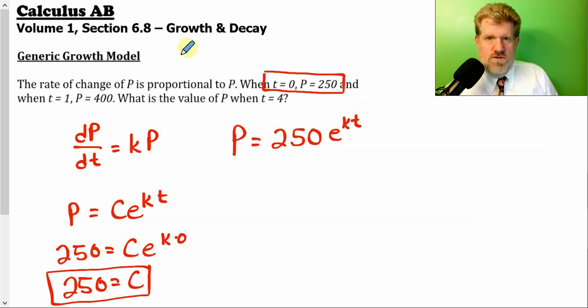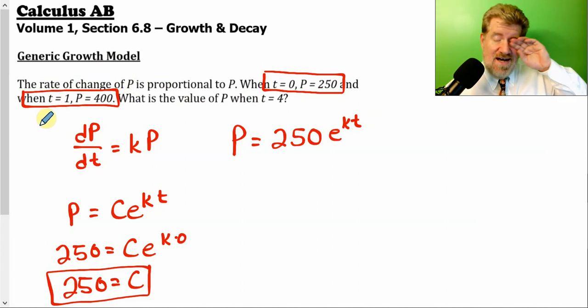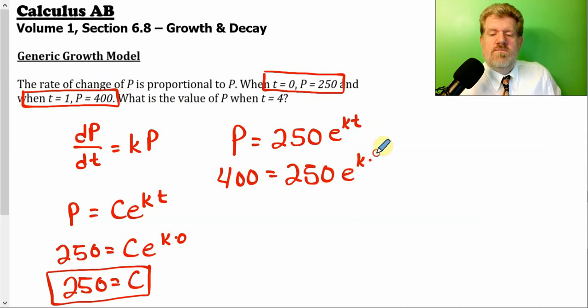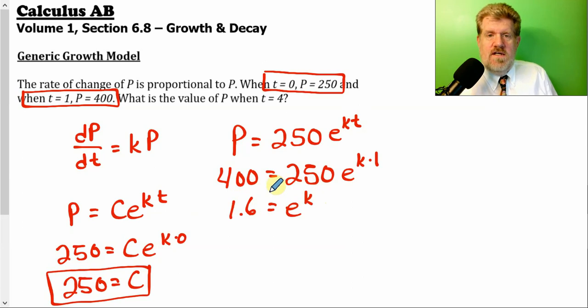Now, since we're assuming it's proportional to itself and we're assuming it's exponential, we only need one more data point to come up with the k value, to come up with that constant of proportionality. So we're going to use this fact. So 400 equals 250 e to the k times 1. And now we solve. I'm going to divide both sides by 250, and you end up with, I believe, 1.6. I did all my calculations ahead of time, so I wouldn't waste your time with the calculations. e to the k equals 1.6, and to solve for k, we do the inverse of e, which is natural log. So k is the natural log of 1.6.